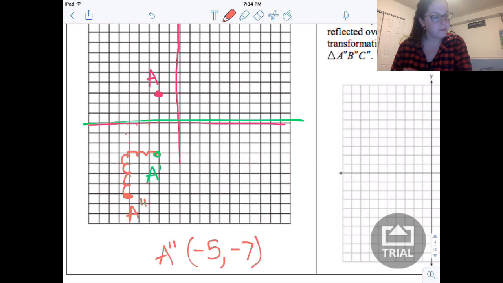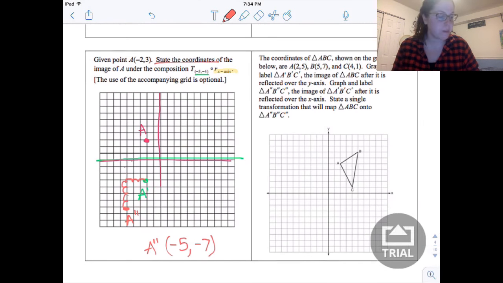So how do I know to go from A to A prime? That is, again, what it asked me to do in the problem. It said to reflect over the x-axis. And so that's what I did. I said start from A, reflect over the x-axis, and go to A prime. So I just flipped over.